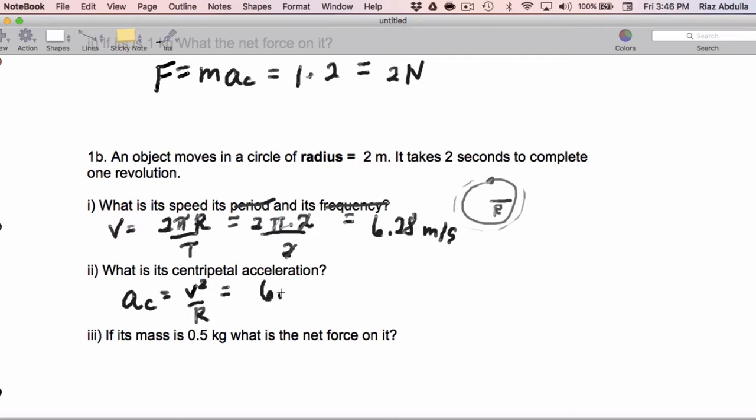When we calculate the centripetal acceleration, that's going to be v squared divided by the radius. So that'll be 6.28 squared divided by the 2 meters radius. And that's going to give us 19.7 meters per second squared.